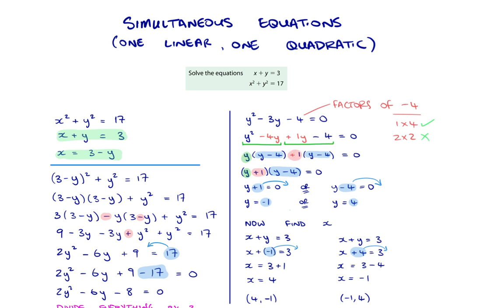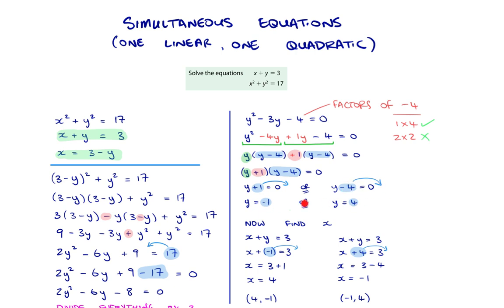I can put the y and the positive 1 together to make my first bracket. And because my second bracket is the same, I can pull them together. The first, y plus 1 equals 0, or else y minus 4 equals 0, because 2 terms multiplied together give me 0. That means the first term has to be equal to 0, or else the second set of terms has to be equal to 0. I then bring my positive 1 over to the other side and it becomes a negative 1. I then bring my negative 4 over to the other side and it becomes a positive 4.